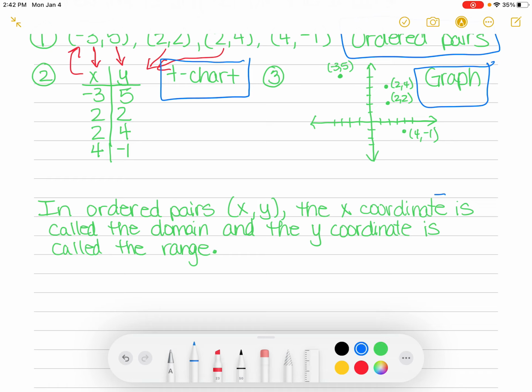I'm going to put some color coding here. X coordinate is domain, so I'm outlining those in blue. And Y coordinate is the range. So you need to know the difference in what those two things are, what they're called. Okay, so now remember that. Make sure you have that written down for the next part that we're going to talk about.